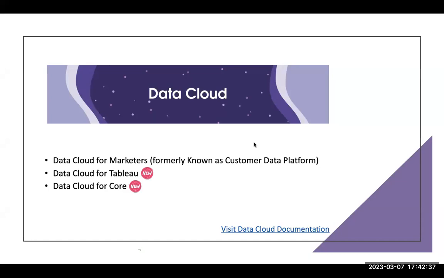Overall, Data Cloud has been segregated into 3 internal products. One is Data Cloud for marketers, which we're calling the customer data platform. And we have 2 other new ones, which are Data Cloud for Tableau and Data Cloud for Core as well. So these 3 together have been creating a lot of impact.